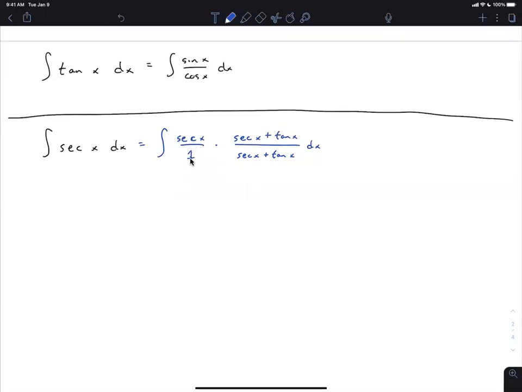Secant is obviously the same as secant over 1. And then this over itself, that's just 1. So multiplying by that is allowed. Now, the reason you do it is because if I now distribute the top, I get that on top and I get this on bottom. And now look closely at what's going on and see if you can figure out what we should do next.